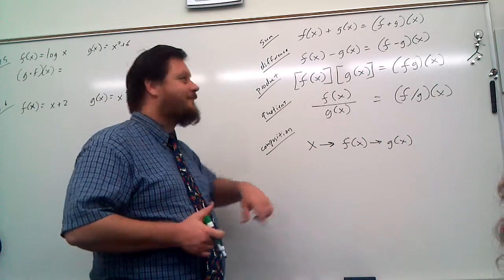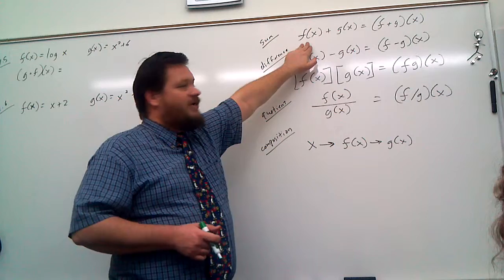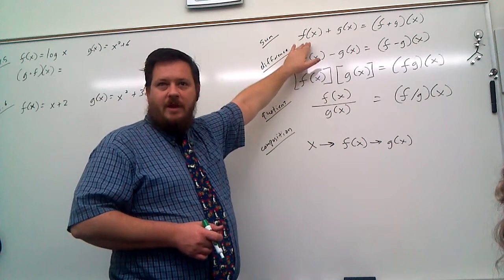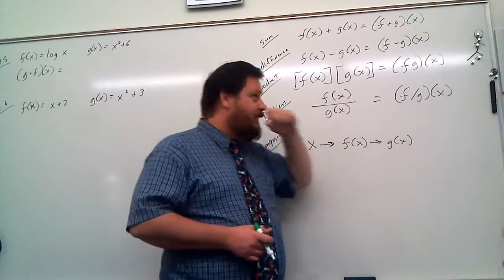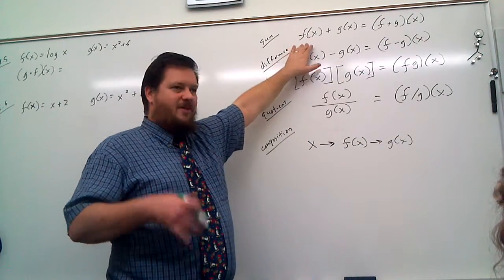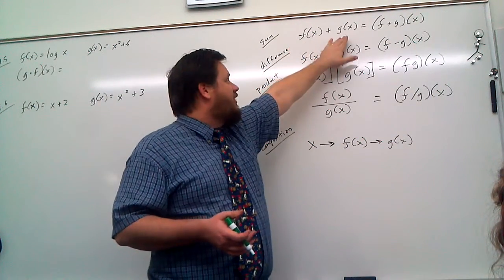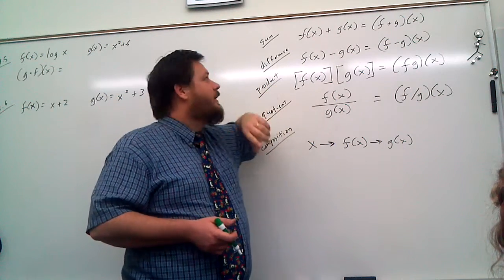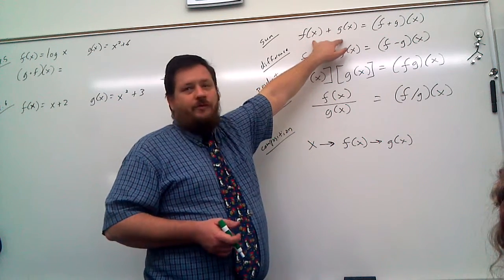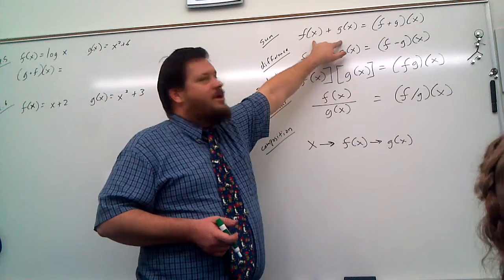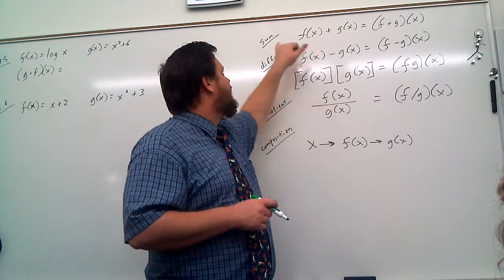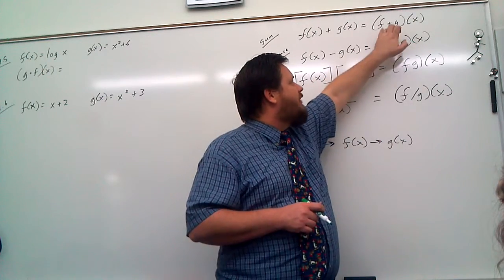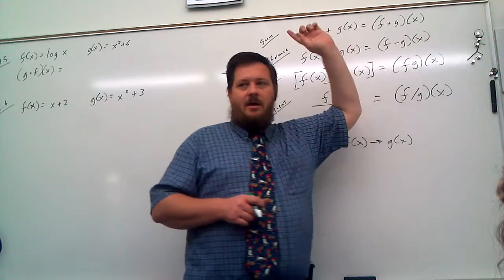So let's say we have a function, call it f of x. And usually if we have more than one function, we just start using subsequent letters in the alphabet. So if we have f of x and another function, we'll just call it g of x, just because that's the next letter. And let's say we add those two functions together. We can call the new added function f plus g of x.